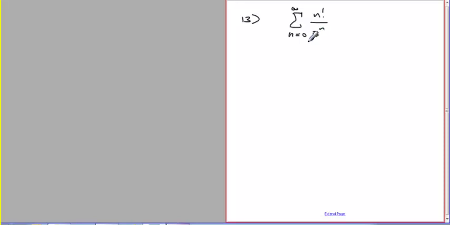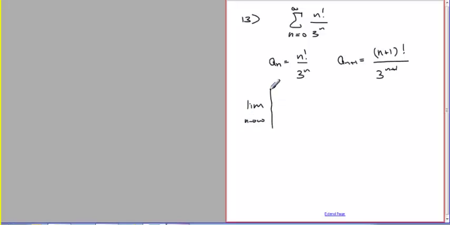Okay, so here we go. What you do is you write down a sub n, which is the term in this summation. And then you do a sub n plus 1. So we substitute for n, we put in n plus 1. And the ratio test says we want to take the limit as n goes to infinity of the ratio of the absolute value of a sub n plus 1 divided by a sub n.